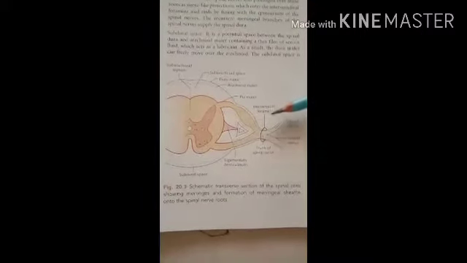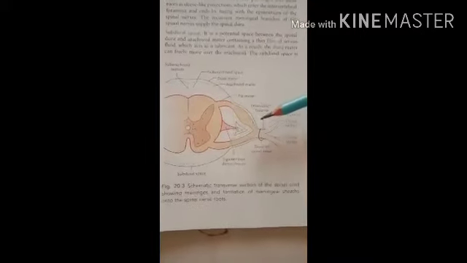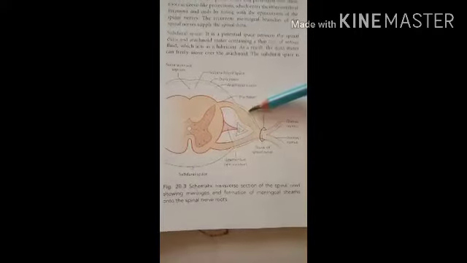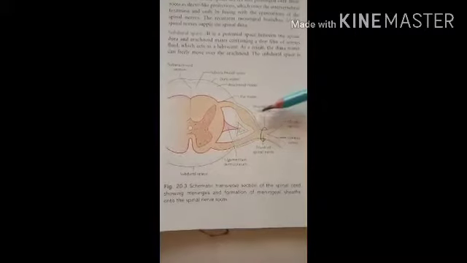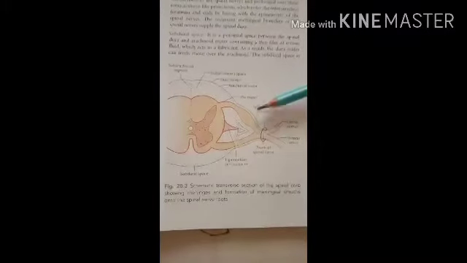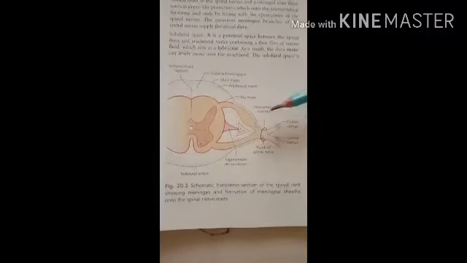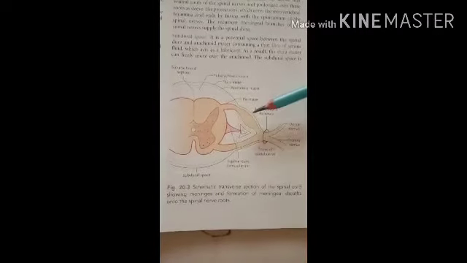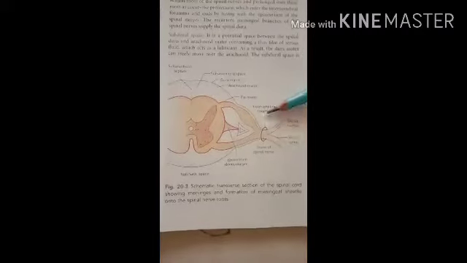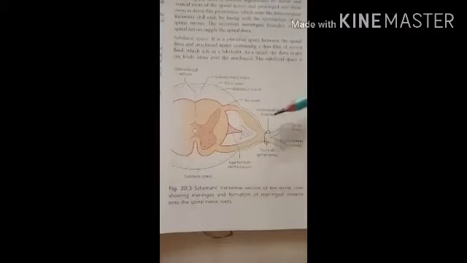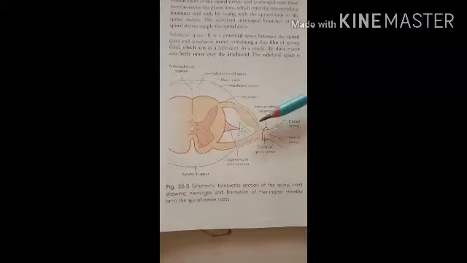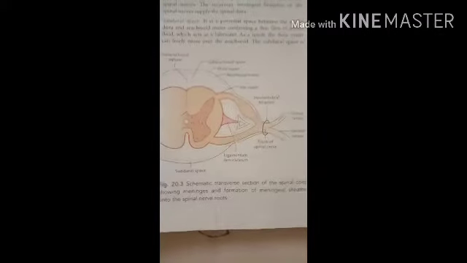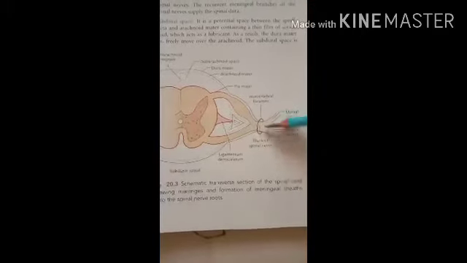Just outside the spinal cord, there is a spinal ganglion. Here you can see the spinal ganglion, which is called the posterior root ganglion. It consists of a little cluster of cell bodies. The sensory nerve fibers pass through this ganglion before entering the spinal cord. The area of skin supplied by each nerve is called a dermatome.